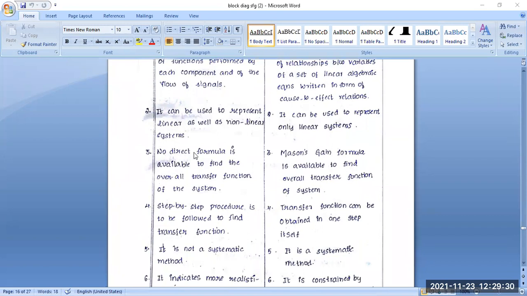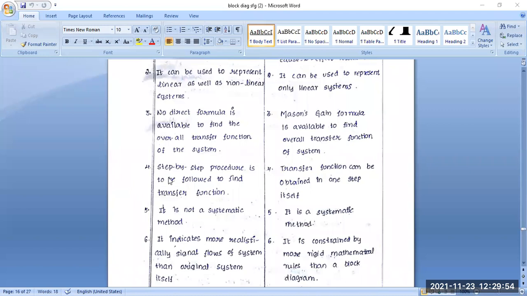Number three, no direct formula is available for calculating the overall transfer function in the block diagram method. But in the signal flow graph method, we can easily use the Mason gain formula, which is available to find the overall transfer function. Is it clear to all of you?